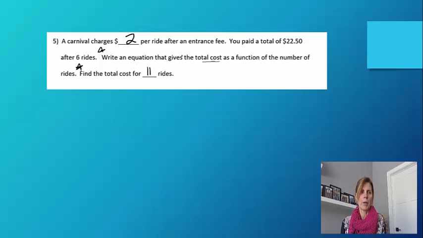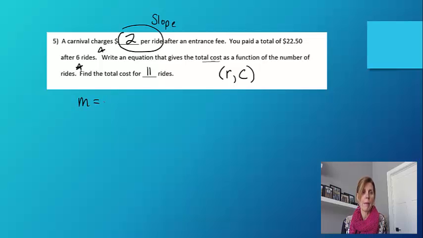Okay, so here we go. The biggest thing is I'm going to write this as a point real quick. We'll have R be our x value, and we'll have C be our cost, which will be our y value. I noticed that the carnival charges $2 per ride. So every ride I go on, my cost is going to go up 2. So this is going to be representing my slope. So I'm going to put m equals 2, and it's going to be positive because it's increasing how much I have to pay. And then I also noticed that after 6 rides, I paid a total of $22.50.